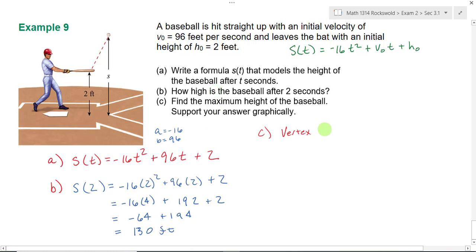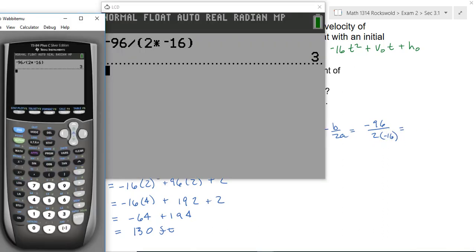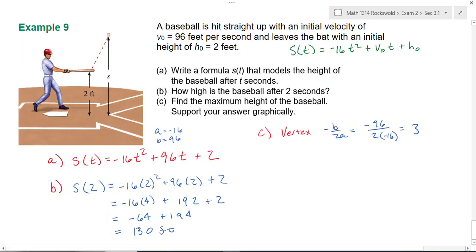So to find the vertex, I'm going to use negative B over 2A. So that's going to be negative 96 over 2 times negative 16. And tell me what we get for this. I get 3. You've got to put the denominator in parentheses because there's 2 terms. You want to divide 96 by 2 times negative 16. So it looks like at 3 seconds, we've reached our maximum height.